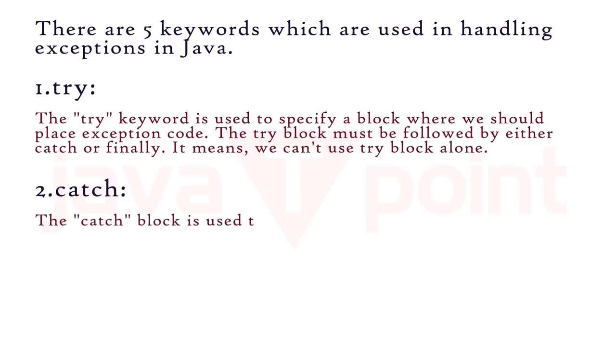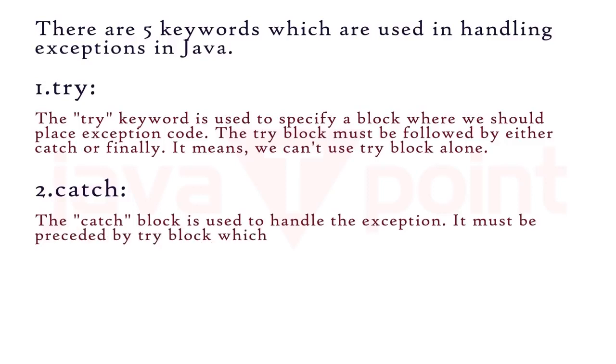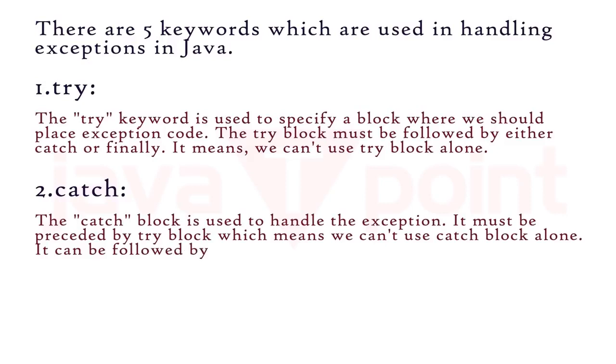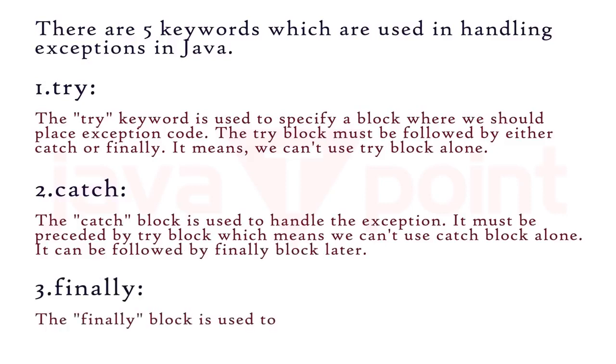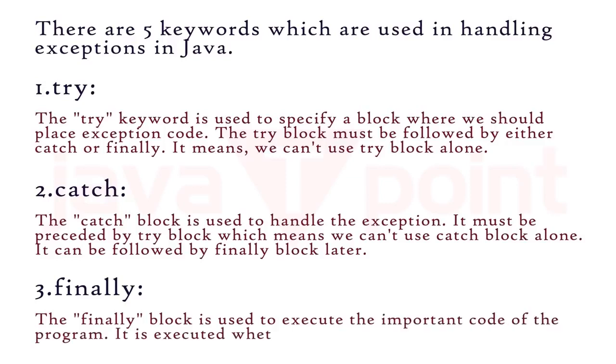Number 2, catch. The catch block is used to handle the exception. It must be preceded by try block, which means we can't use catch block alone. It can be followed by finally block later. Number 3, finally. The finally block is used to execute the important code of the program. It is executed whether an exception is handled or not.